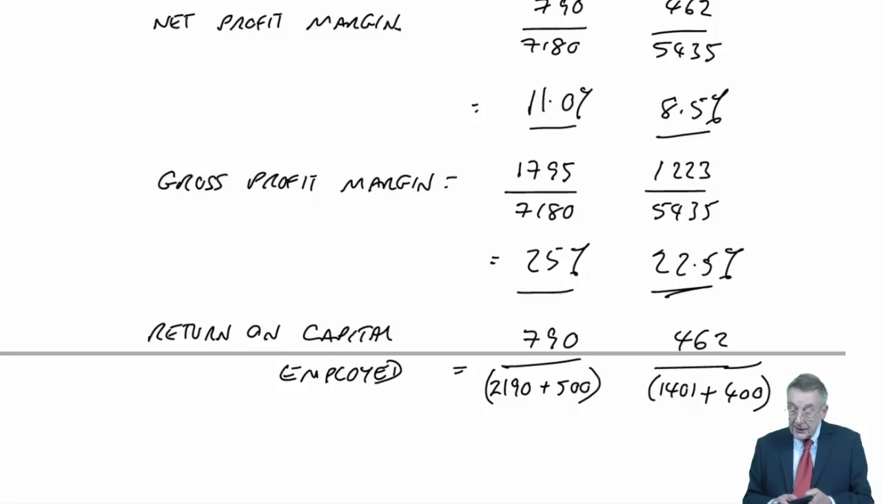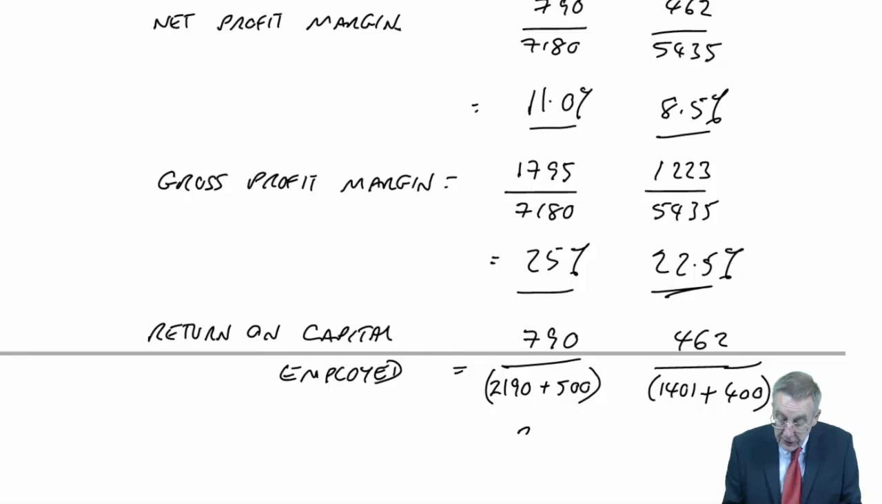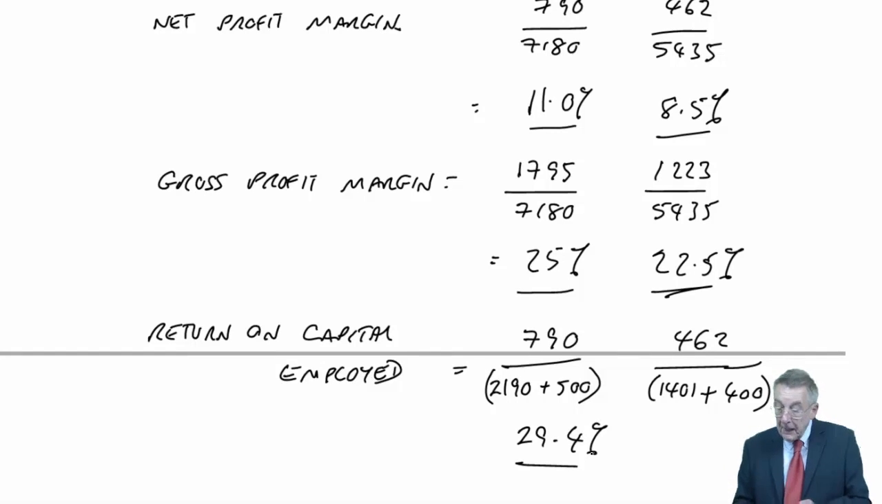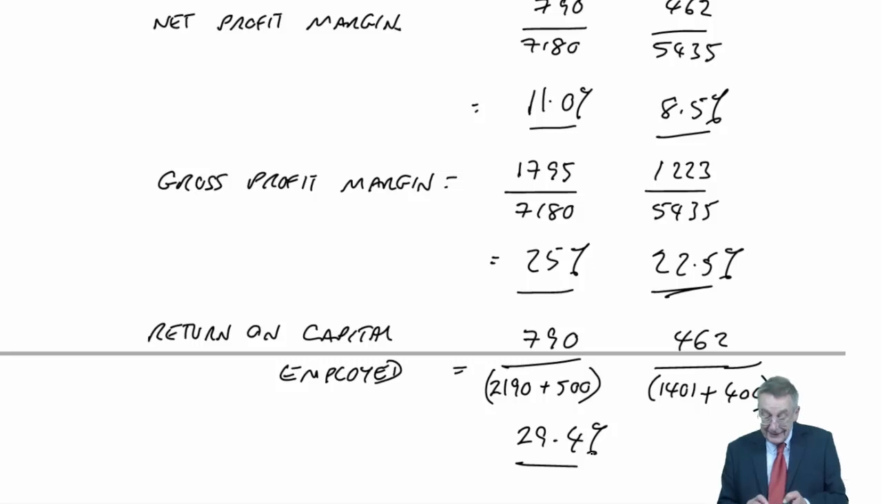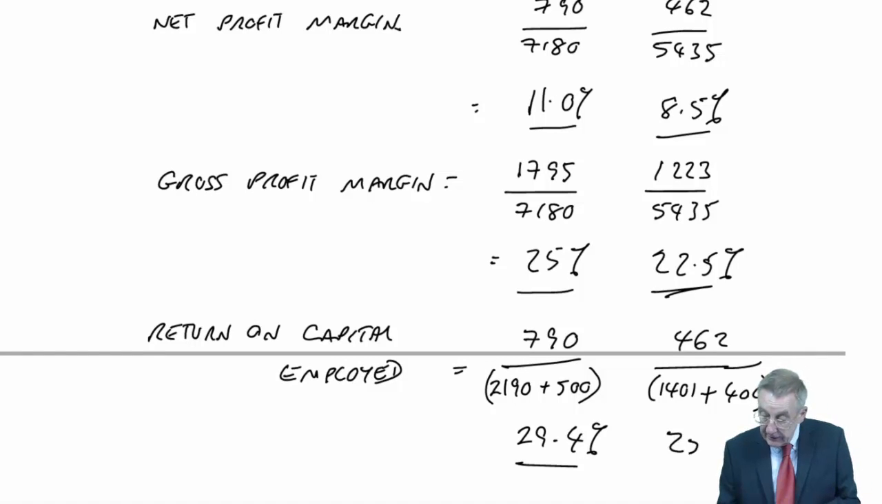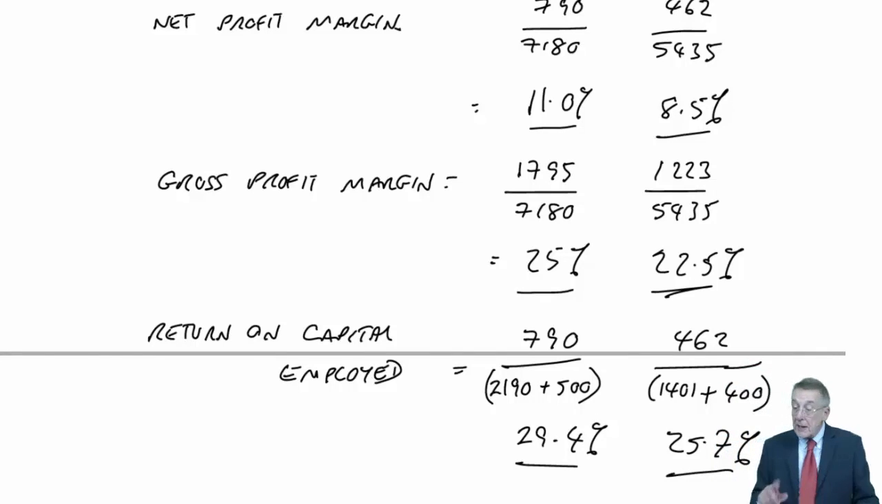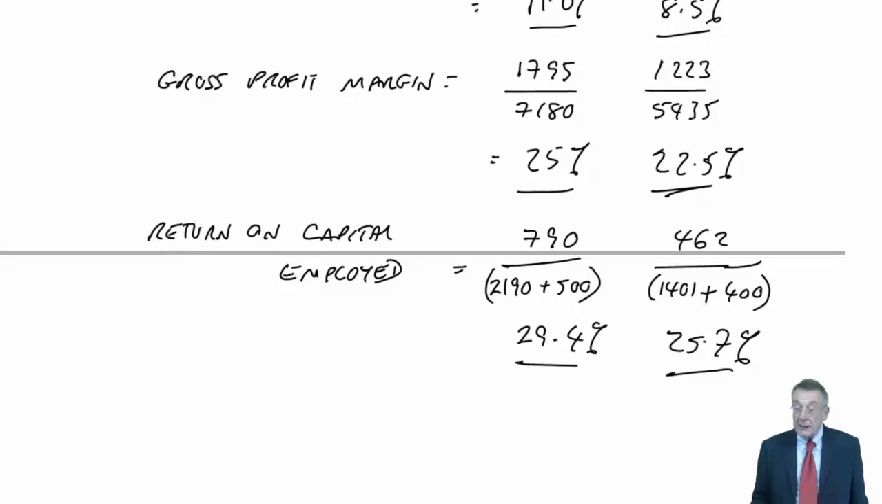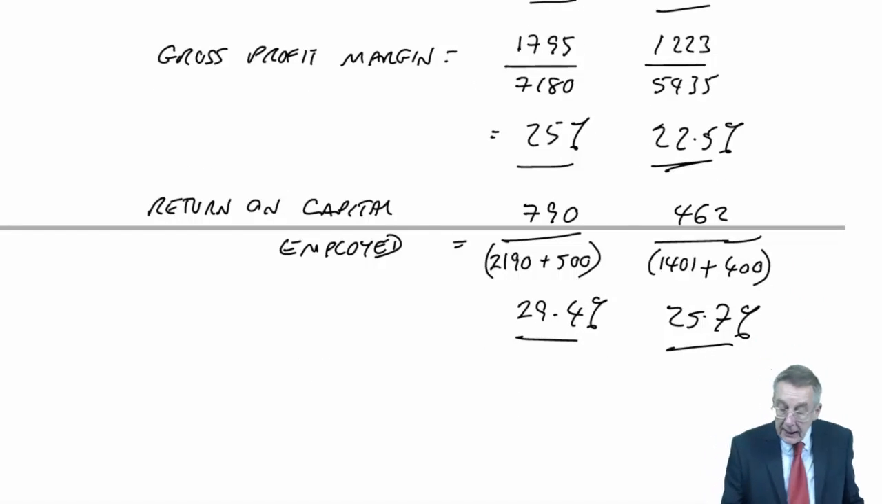So before I say any more, let's just get the percentages. 790 divided by 2690 this year is 29.4%, whereas last year it was 25.6%. Or 25.7, I'm sorry. So that has improved. I'll say a bit more about that in a minute, but before I do, firstly, we took the profit before interest and tax.